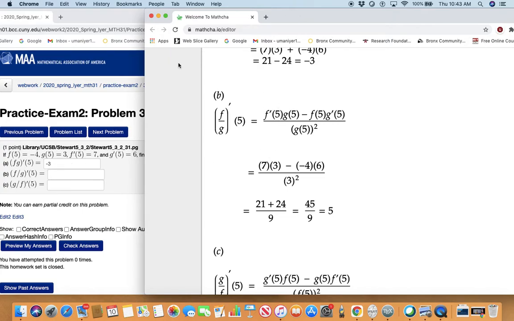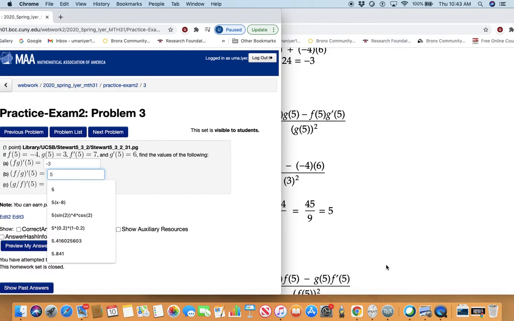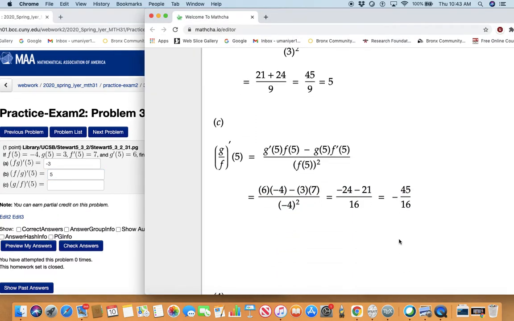So I'm simply substituting f prime 5, g at 5, minus f at 5, g prime at 5, over g at 5 squared. Simplifying, I apparently get 5. Next.